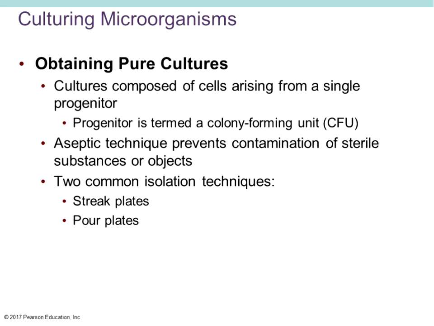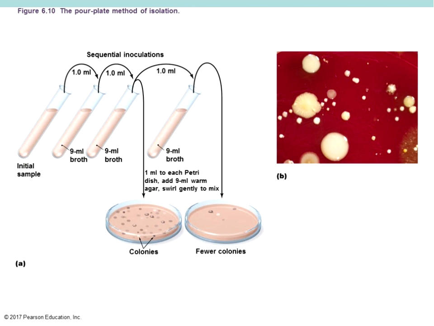In order to maintain this pure culture, we want to use aseptic technique. So that is the flaming of your loop, letting it cool, and then transferring only that particular colony, nothing else, onto a fresh agar plate, so that only that particular bacteria is going to grow. So there are two common isolation techniques that we will talk about, but there's only one that we really use, and that's streak plates and pour plates. Streak plates, I'm going to highlight that one because that's the one that we routinely use in lab.